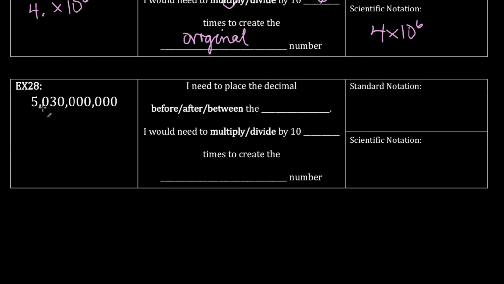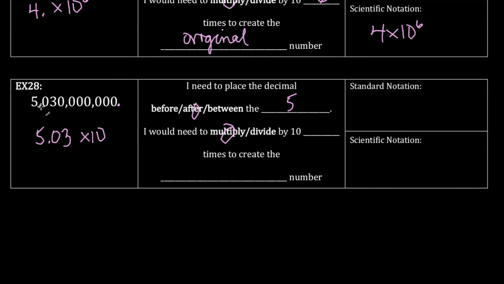And lastly, we have 5,030 million. So I need to put my decimal right after the 5, because if I put it here, it would be 50, and if I put it here, it would be 0.5. I need it to be 1 through 9. And I don't need to write all these zeros because there's always zeros, so I just stop there. Times 10. So place the decimal after the 5. Let's see, it is right here in the original number.